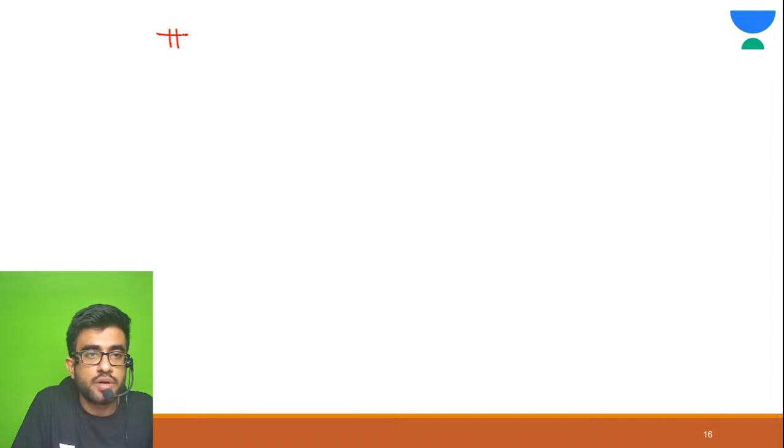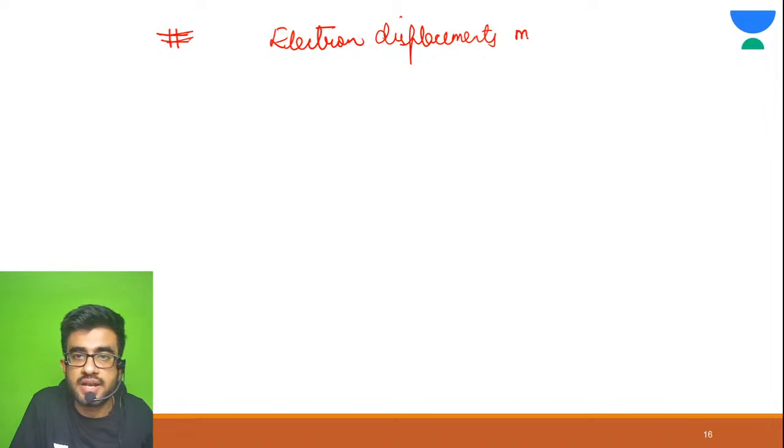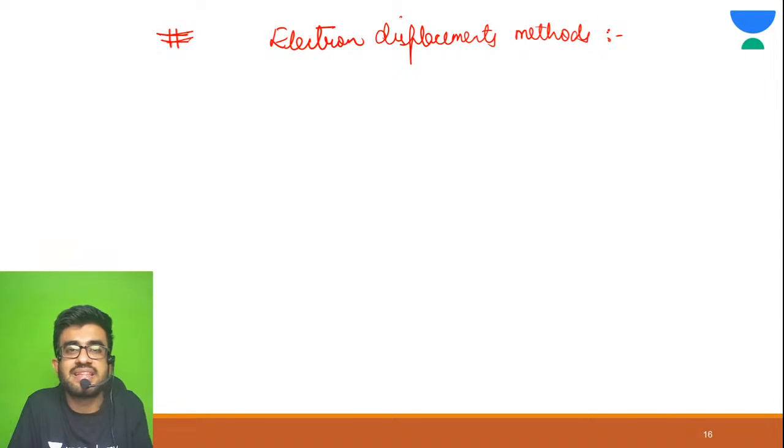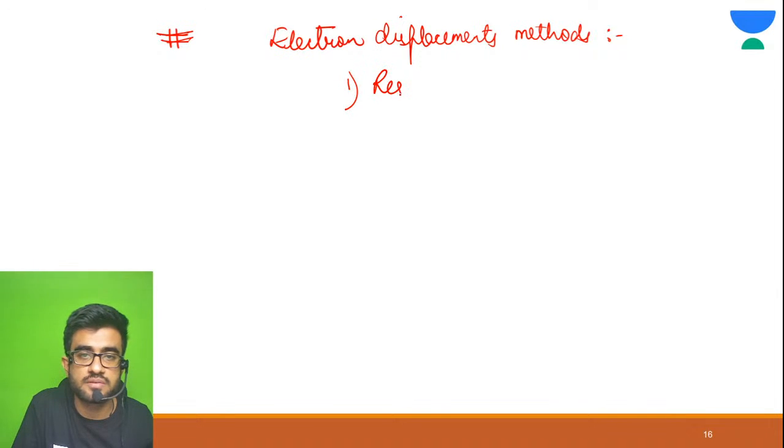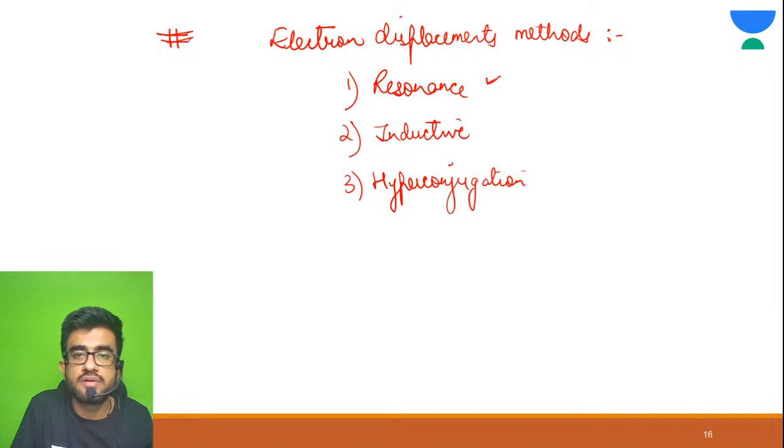Great. We have completed resonance in very much detail. Now we are starting another topic, electron displacement methods. There are basically three types of electron displacement methods. First is resonance, second is inductive effect, and third is hyperconjugation. We have covered resonance, and now we are going to cover inductive effect and hyperconjugation in today's class.